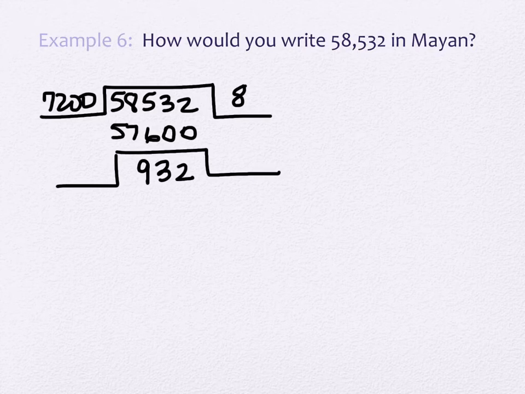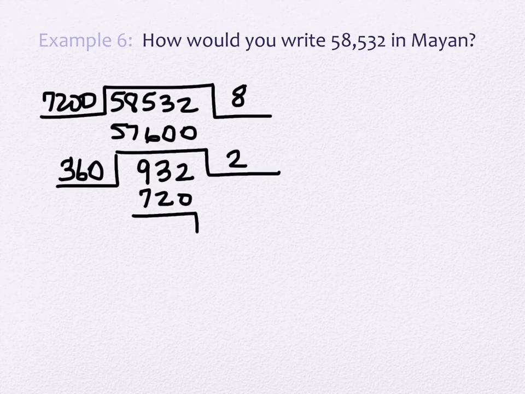932. Okay, the next place value down from 7,200, don't skip any, but what would it be? It was 360. Does 360 go into 932? Yes. How many times? 2 times. What's 2 times 360? 720, yeah. And what is 932 minus 720? 212 is correct. Hopefully you don't need a calculator for that one.